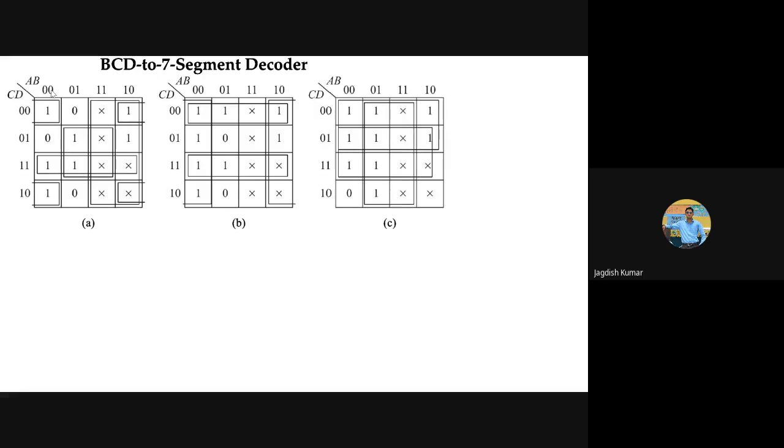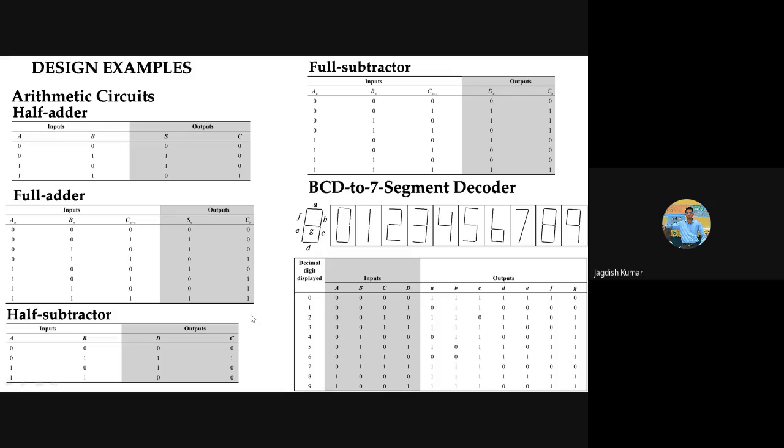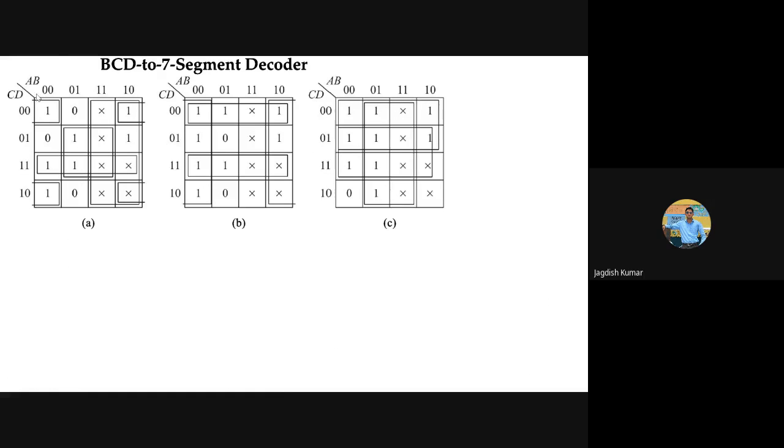0, 0, 0, 1, 0. This one. So there is a 1 here, right? And 0, 0, 1, 1. Then you can check 0, 0, 1, 1. There is a 1 there. 0, 0, 1, 1. There is a 1 here, right?